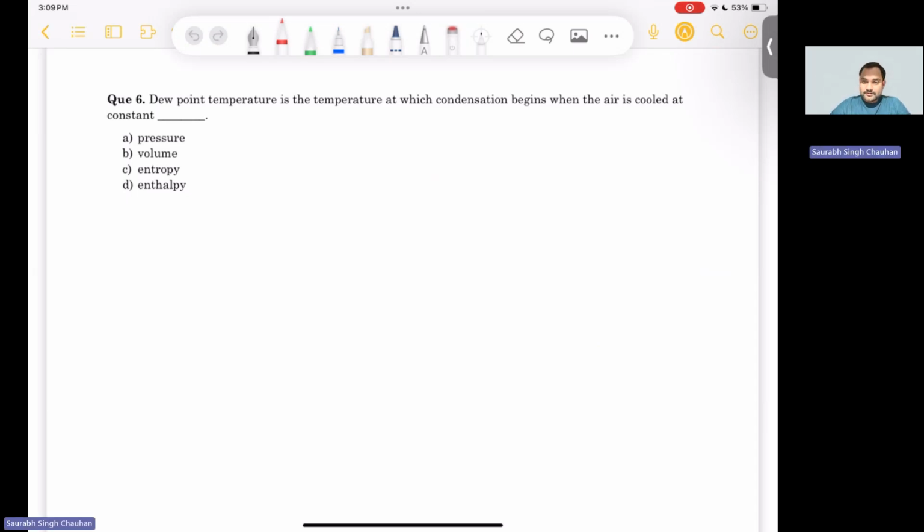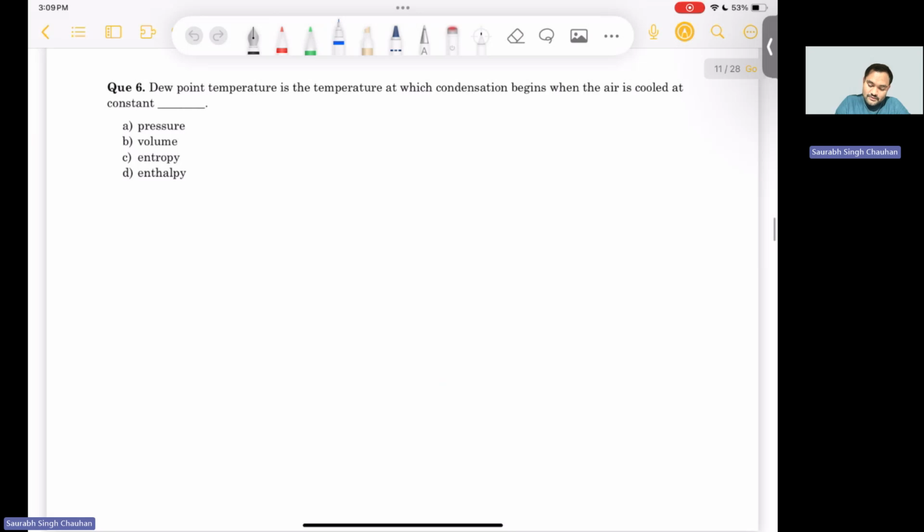Okay. So question 6 says that dew point temperature is the temperature at which condensation begins when the air is cooled at. So dew point temperature we have discussed, right? So you can answer this question, but if you forget what we discussed, then I will discuss it again.